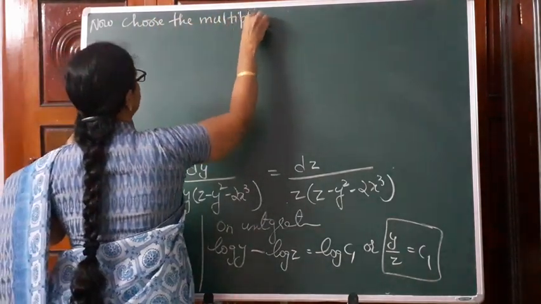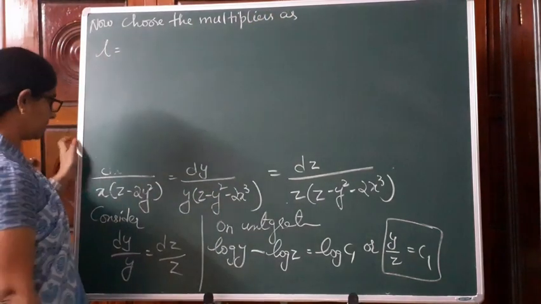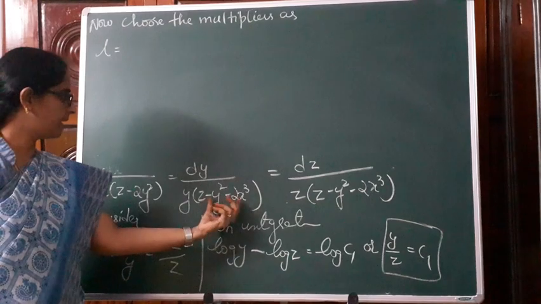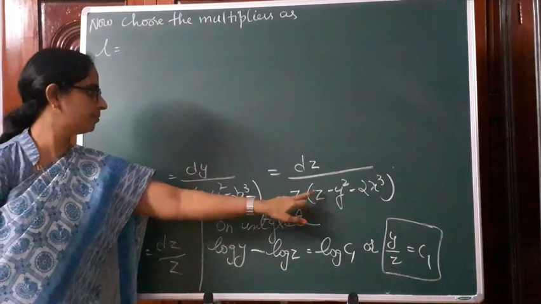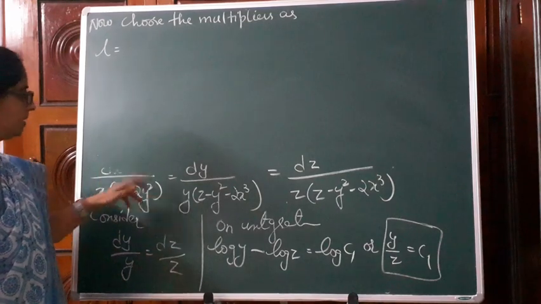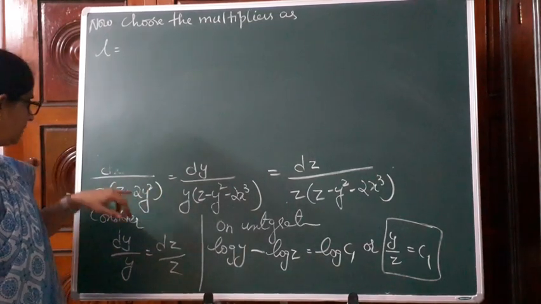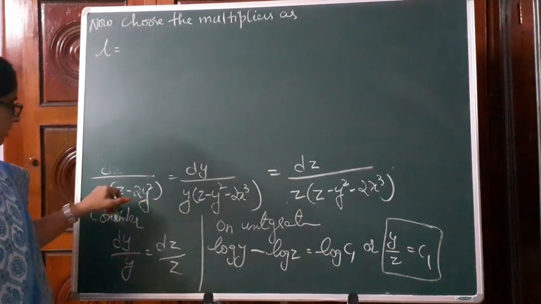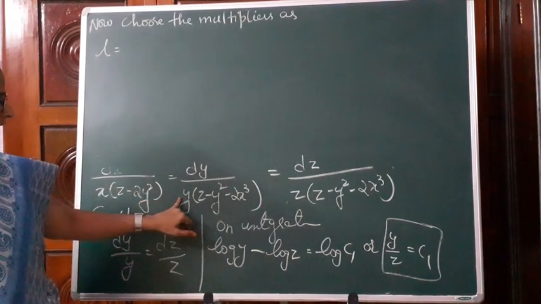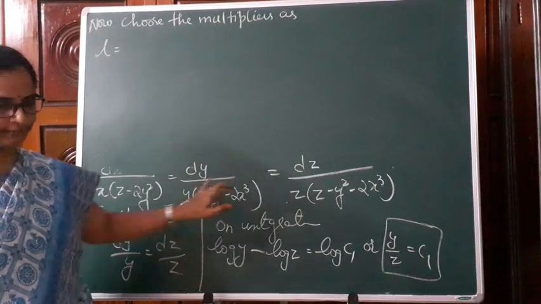Choose the multipliers. L we can choose as z minus y square minus 2x cube, because it is in both of the terms. If we multiply dx with that, we can simplify it. And what else do we need here? We have 2x here, so we multiply this with 2xy, and I think 1 is enough there.